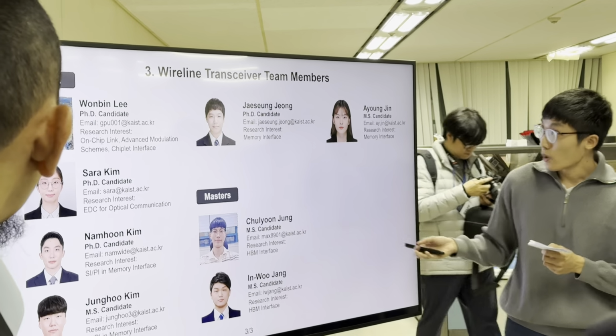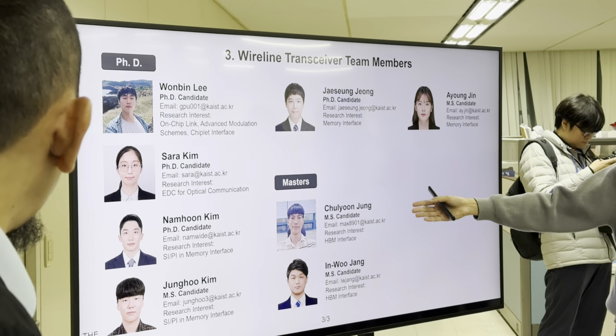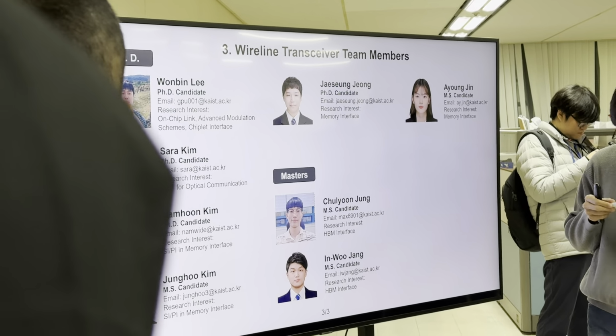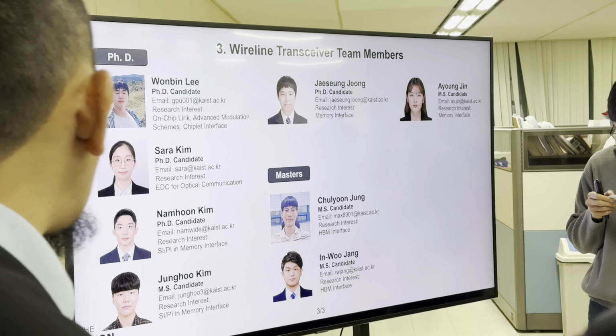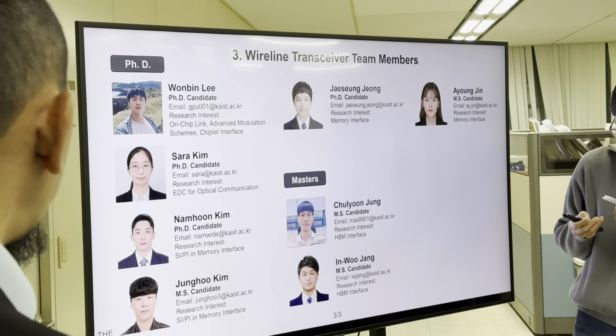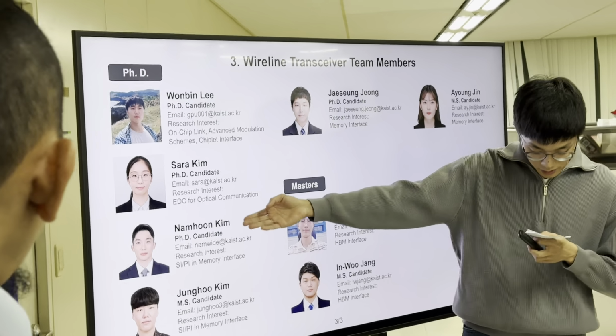This is the last slide for the wireline team, and it introduces our team members and the research topics. In addition to our research on memory interfaces and power noise that I've presented, we are also conducting and planning to expand our research on optical transceivers.